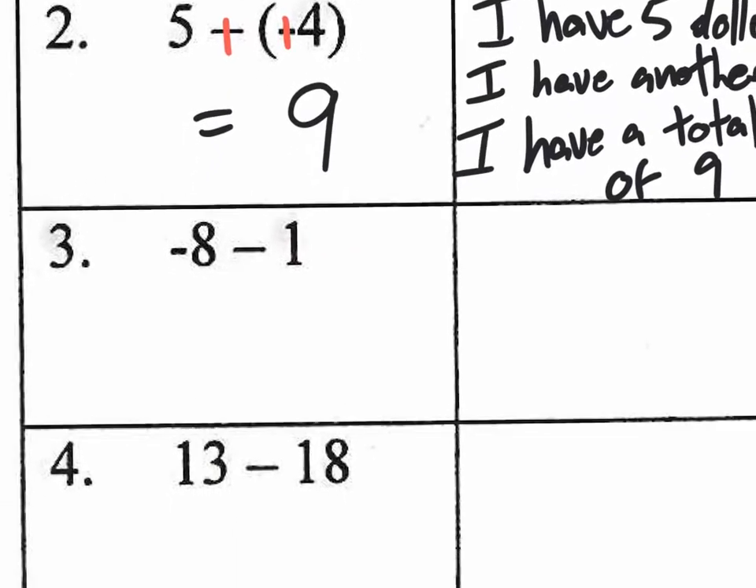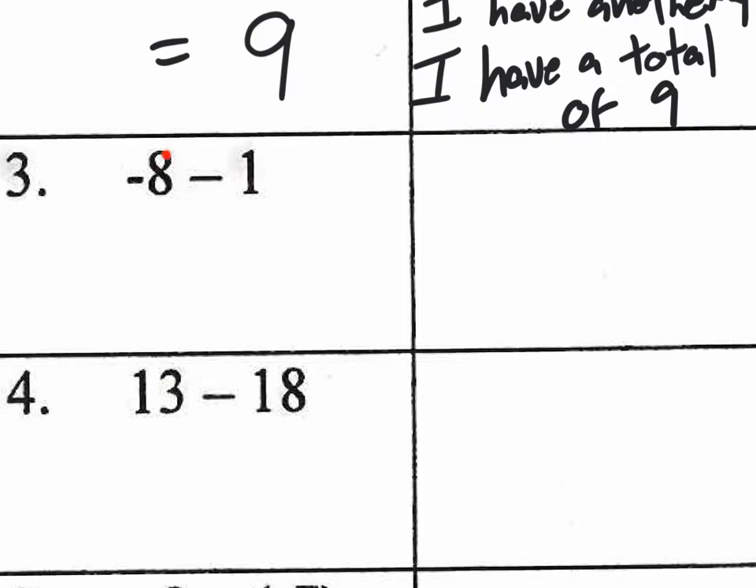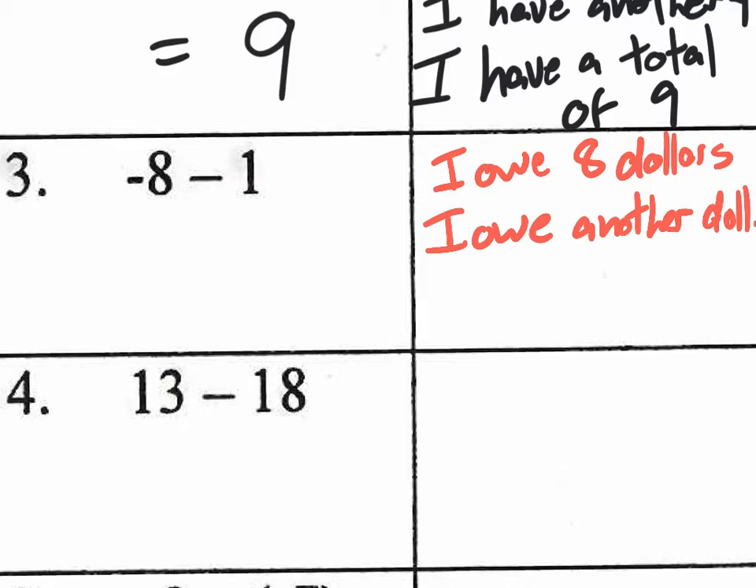Okay, so moving on to number 3 here. What does this mean in terms of money? I owe $8. And what does this mean? I owe another $1, right? So I owe somebody $8, and then I owe somebody else $1. So am I going to have or am I going to owe at the end of it all? I'm going to owe a lot. How much? I owe 9. Now, what does that mean as an answer? That you owe 9 is going to be negative 9.